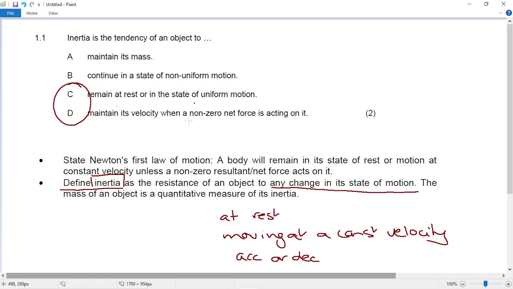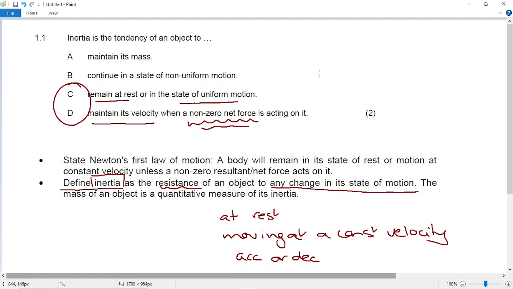However, the same applies whether a force is applied or is not applied, okay? So both of these are correct because inertia says an object resists changing its state of motion. So if you resist changing your state of motion, you will remain at rest or you will remain in your state of uniform motion. This is a resistance to a change. Also, trying to maintain your velocity when a force is acting on you is a resistance to a change in state of motion. So both C and D are correct.